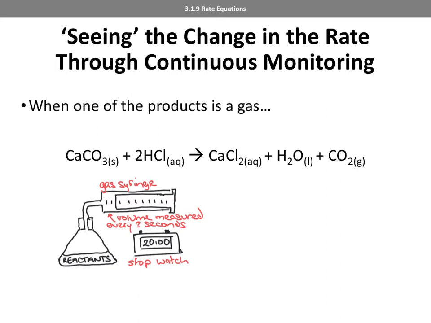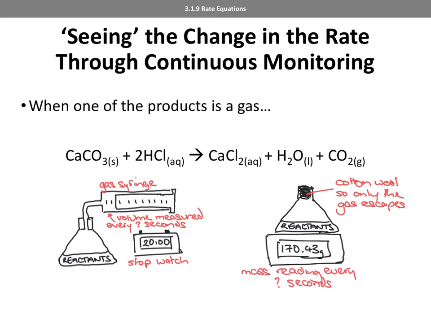And so what we can see is we are essentially continuously monitoring the reaction. We are continuously collecting data throughout the course of the reaction. We're going to be able to use that information to measure the rate at which one of the products is produced during the course of the reaction.